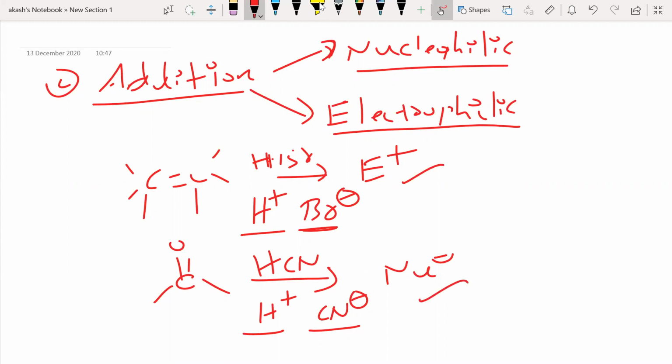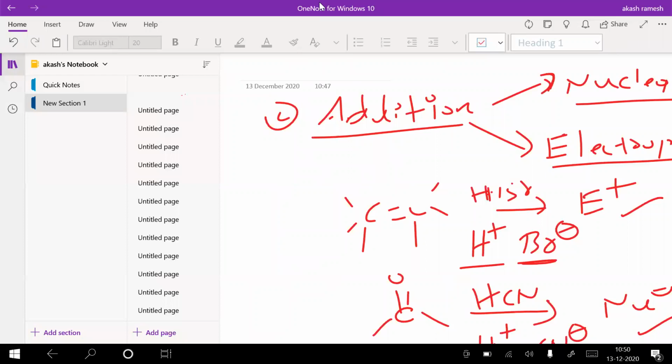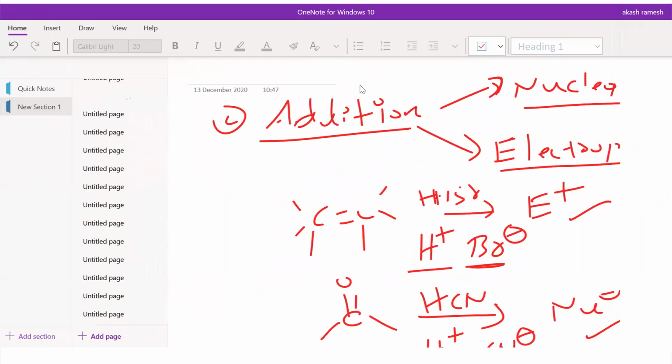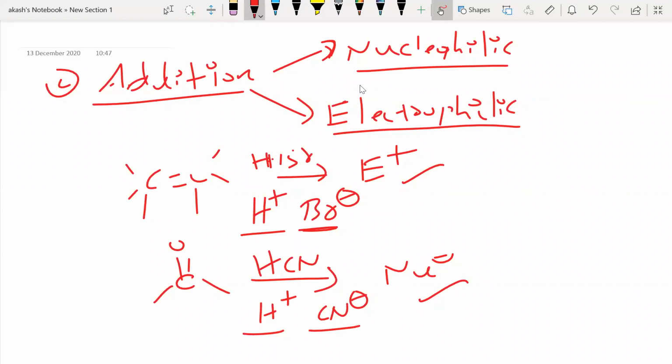Now, what is the reason behind this? Any guesses, guys? Any guesses of why it is going to be called this way? Guesses need not be right. Hmm. Sir, in the second case, the carbon is going to get a positive charge, so it's nucleophilic addition reaction.